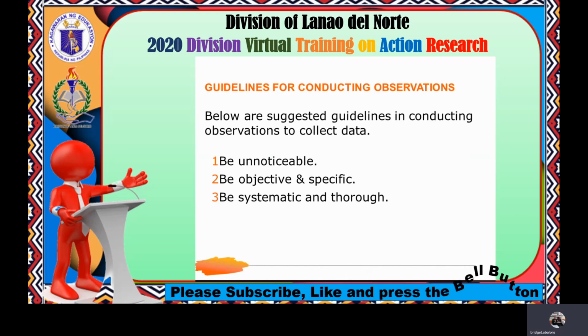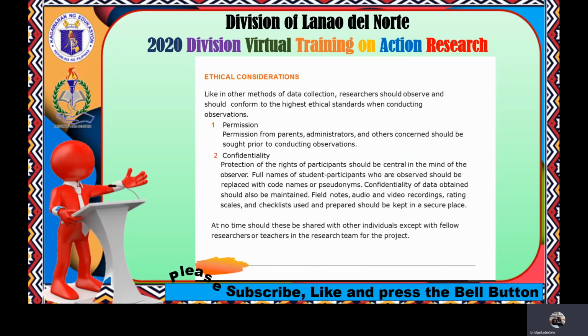So the ethical considerations to follow in conducting data gathering through observations are the following. First one, permission. Again, permission from parents, administrators, and others concerned should be sought prior to conducting observations. So we will write a letter requesting or informing that we are conducting this research.